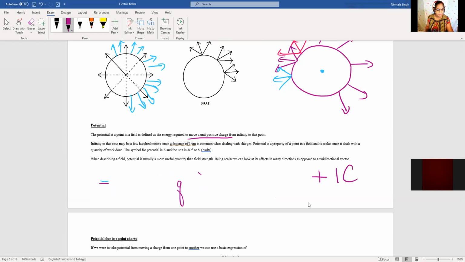So continue reading. Infinity in this case may be a few hundred meters, since a distance of 1 angstrom is common when dealing with charges. Remember angstroms? My students who were in the astronomy quiz last year, I pulled you all up with this exact question. You all remember that? Tila? Yeah. Jabari? Yeah, miss, I remember. Rachel?